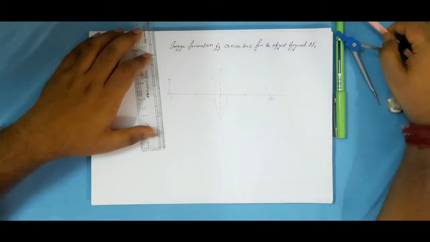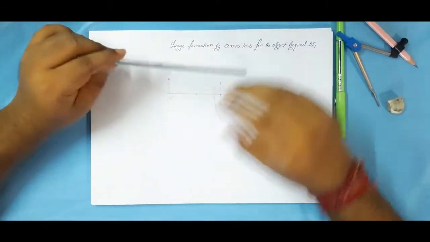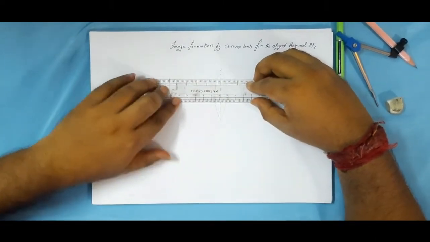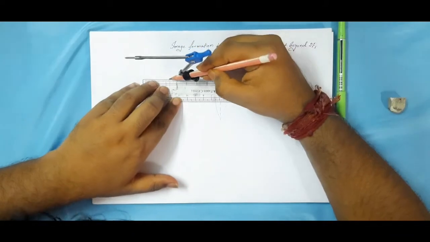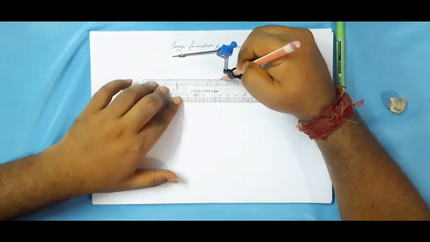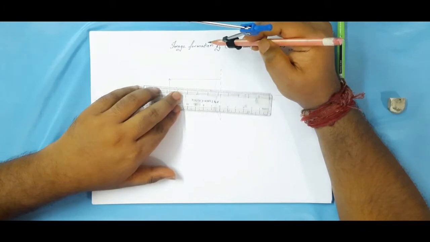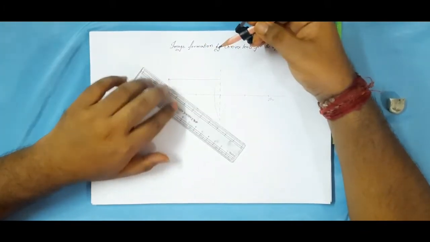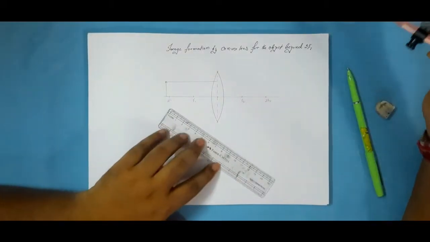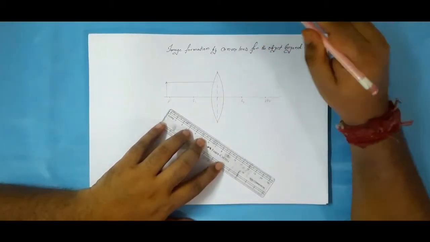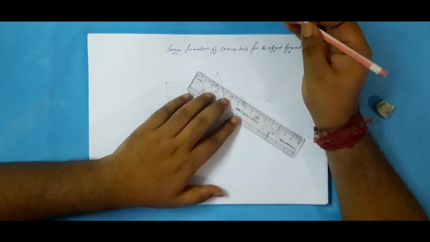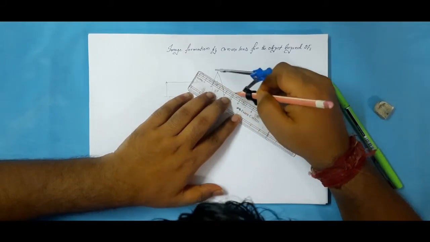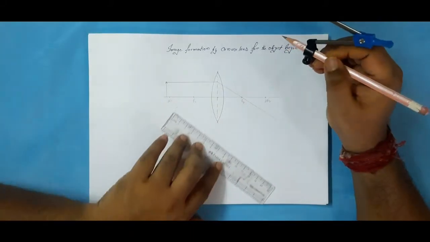Now, I will pass one incident ray parallel to the principal axis. The first incident ray will pass parallel to the principal axis. So this is the first incident ray, and the second incident ray will pass through the optical center. The first incident ray is drawn parallel to the principal axis, and the refracted ray will pass through the focus according to the rule for drawing the ray diagram.